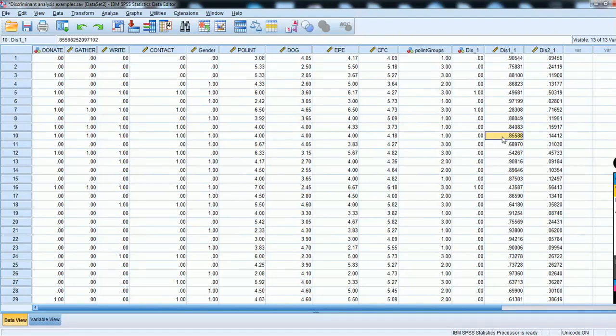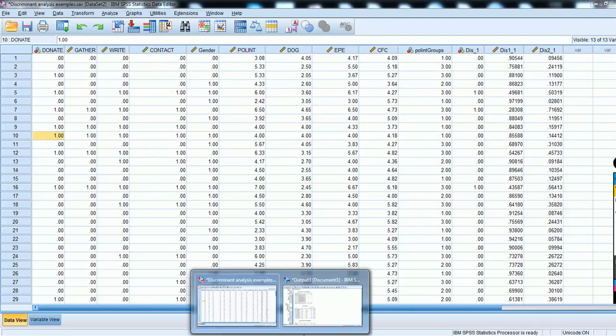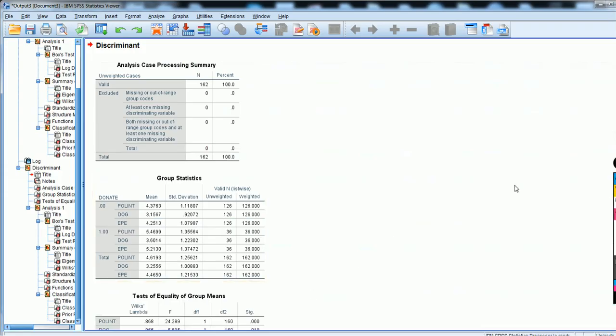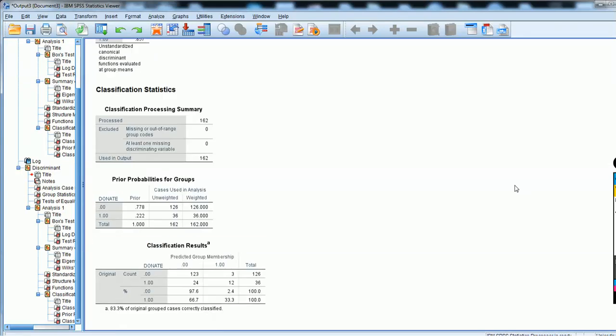Now when you look right here, you can see that this person had a probability of falling into group 0 of 0.86, and a probability of falling into group 1 of 0.14. And so the predicted group membership was group 0, but when you look over here, their actual group membership was 1. So that would be a case where that person was incorrectly classified based on the predictors. So that's essentially what this particular table is summarizing, the accuracy in terms of prediction.